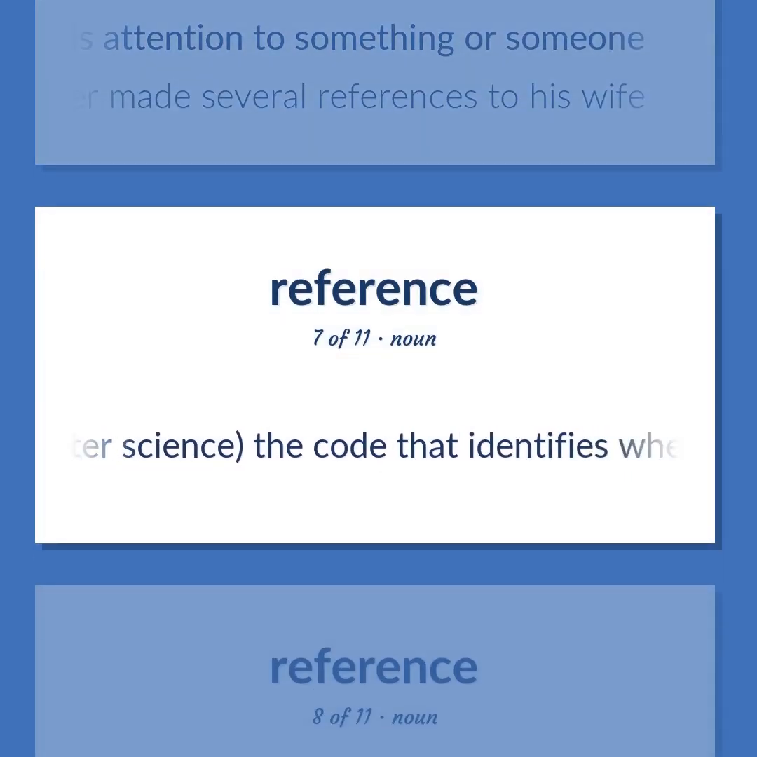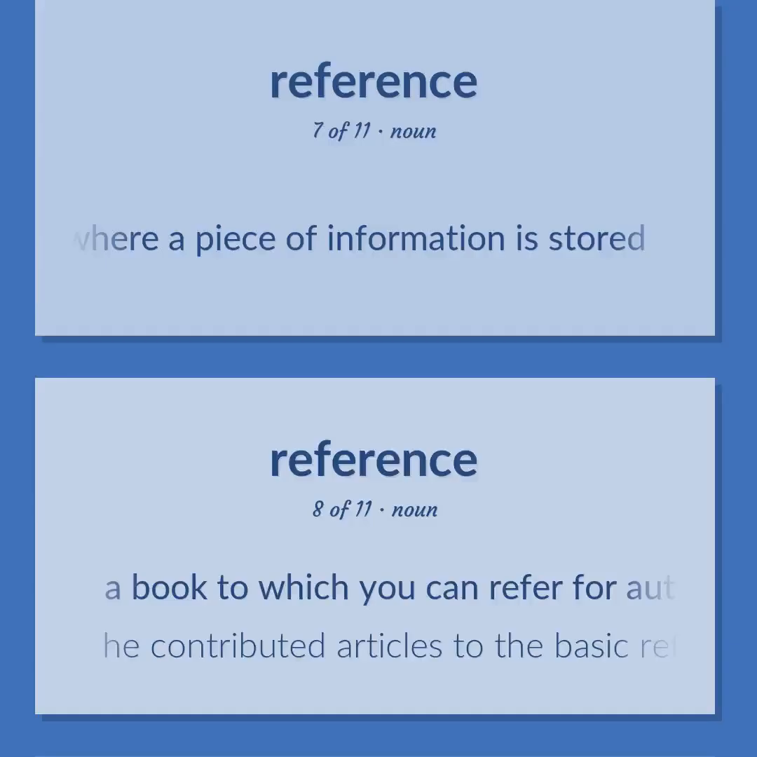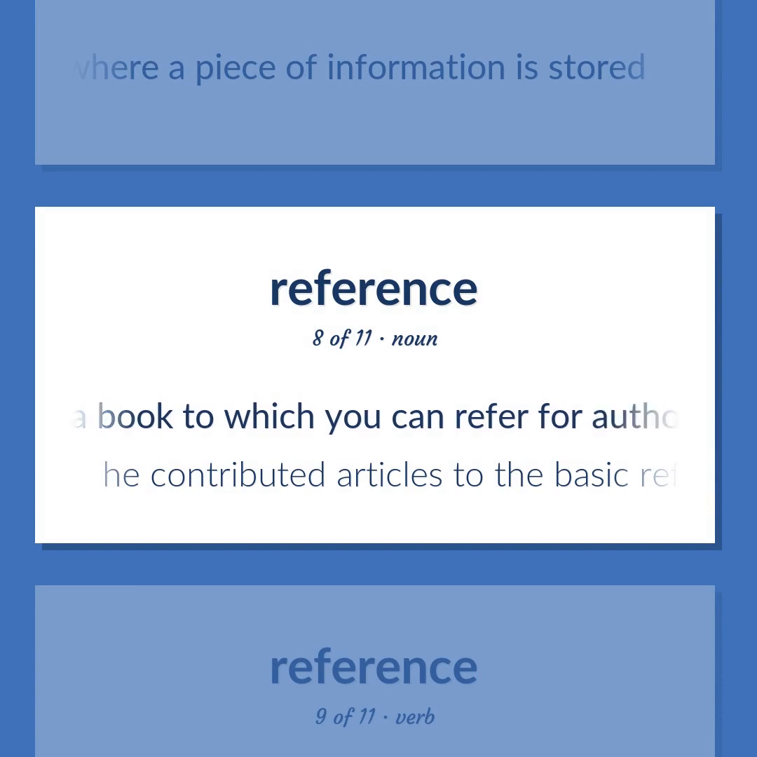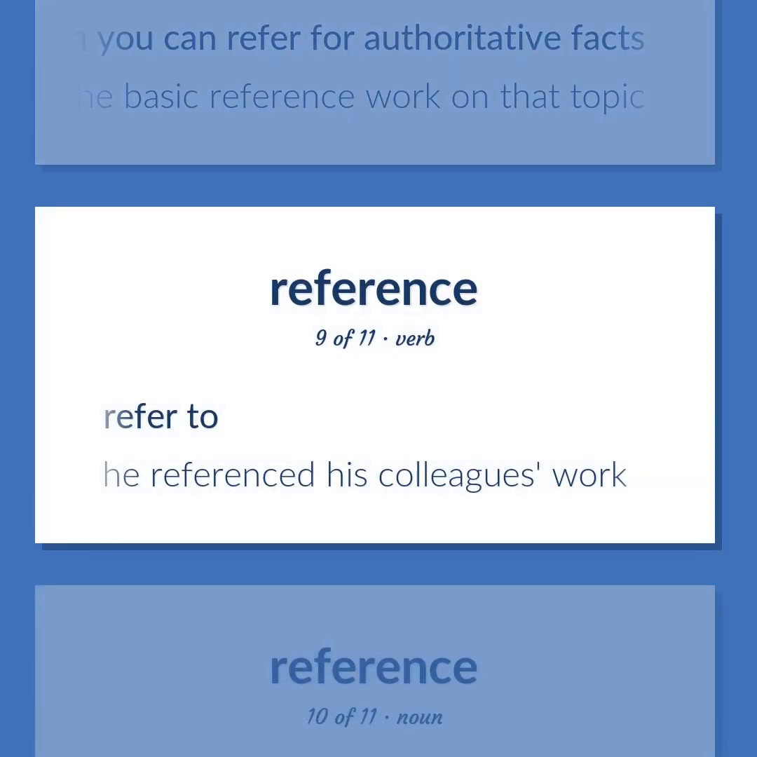Computer science. The code that identifies where a piece of information is stored. A book to which you can refer for authoritative facts. He contributed articles to the basic reference work on that topic. Refer to. He referenced his colleague's work.